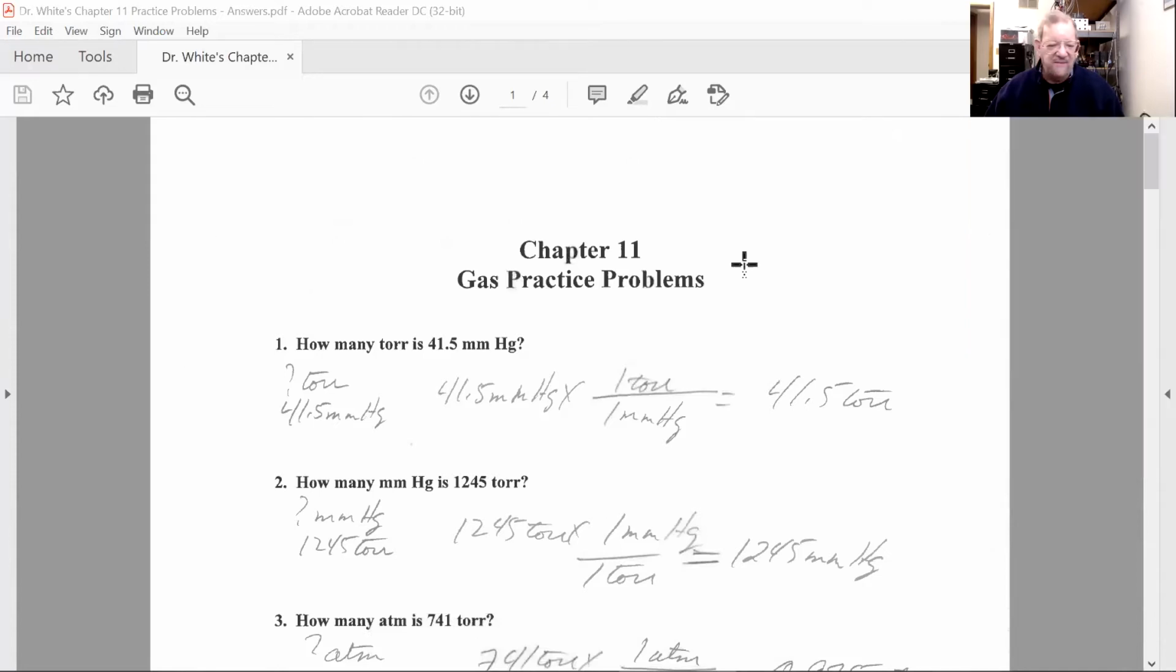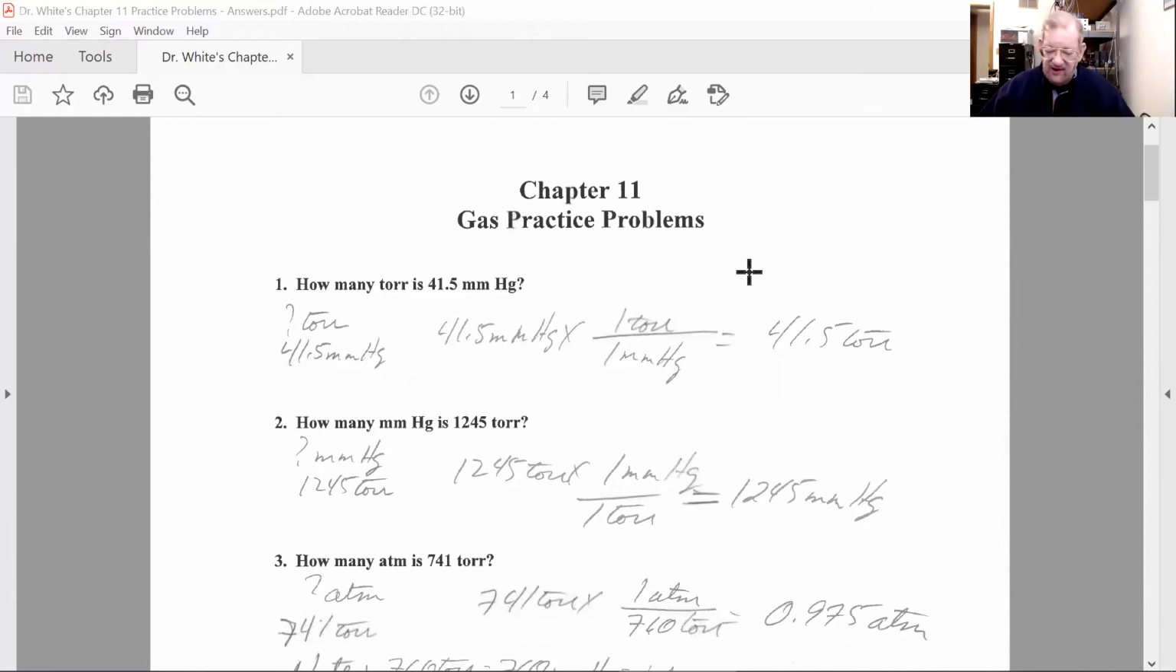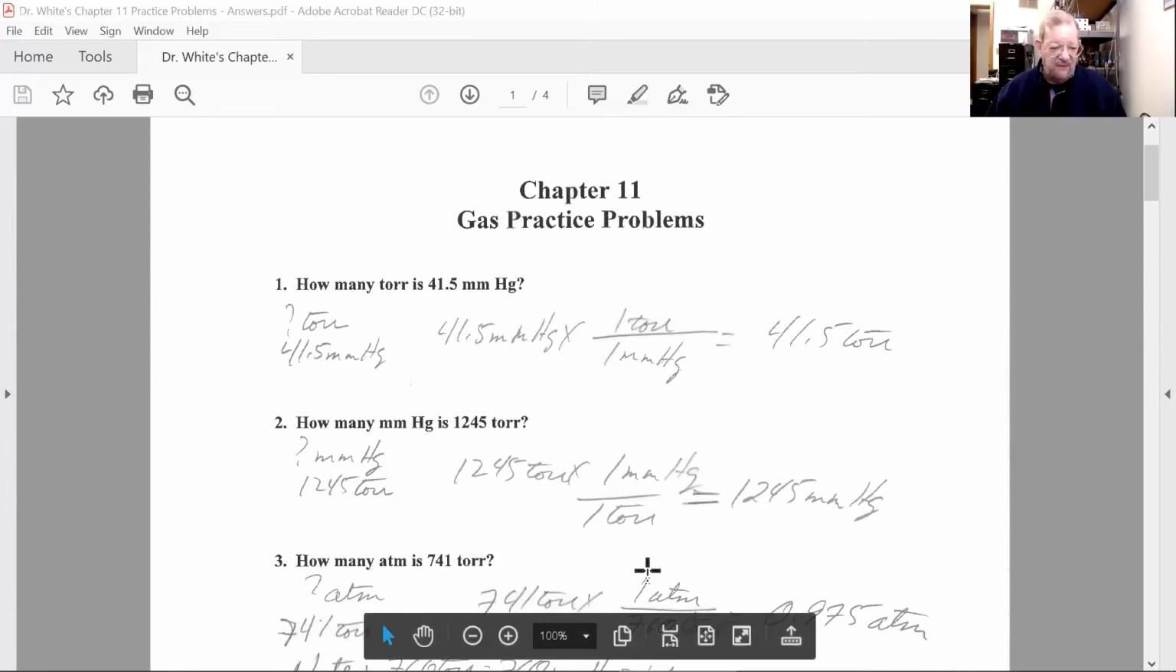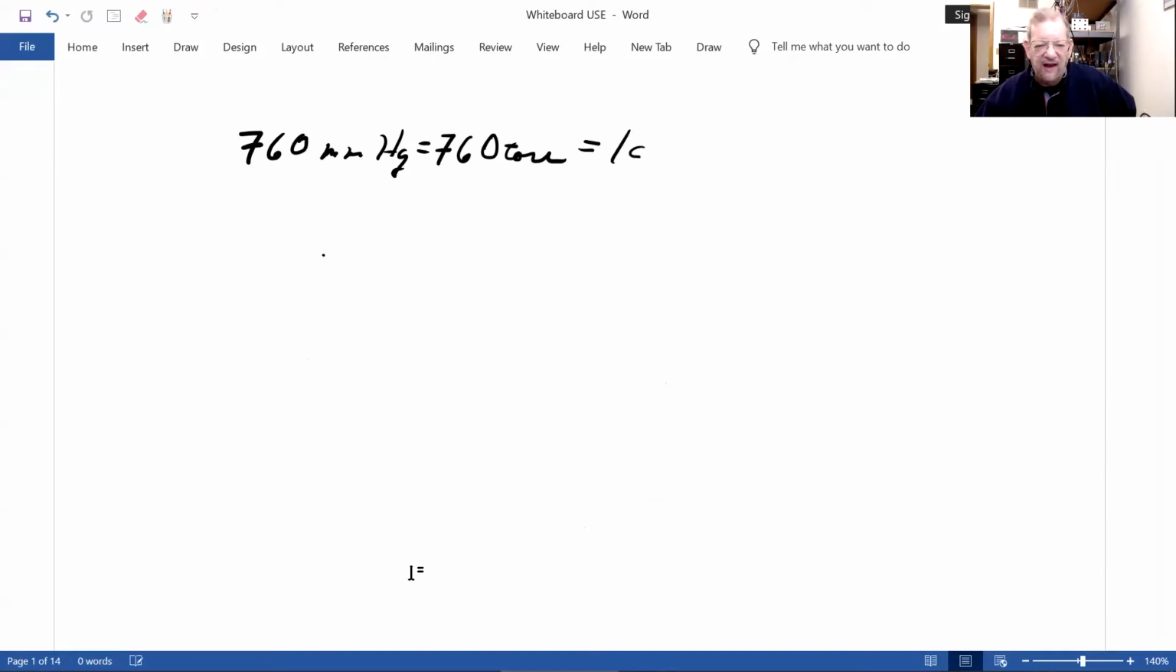All right, now let's look at these. There's something you should know, and let me switch to my whiteboard. This is important information for test number 3, but you should know the following. 760 millimeters of mercury equals 760 torr, which is short for honoring the great Italian scientist Torricelli, equals 1 atmosphere, atm.